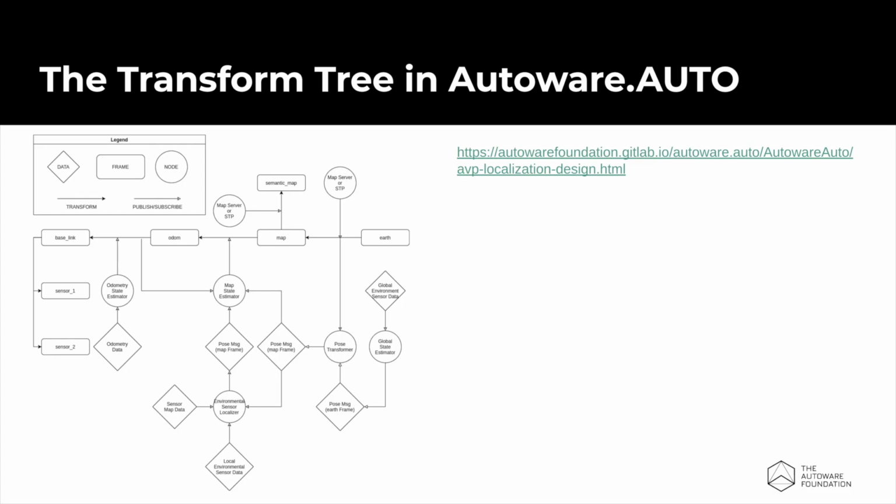Then, as I mentioned before, we have several sensors on the vehicle, and those sensors have their own frames associated with each of them. And the frame transforms between base link and each of these sensors are published by the robot state publisher.